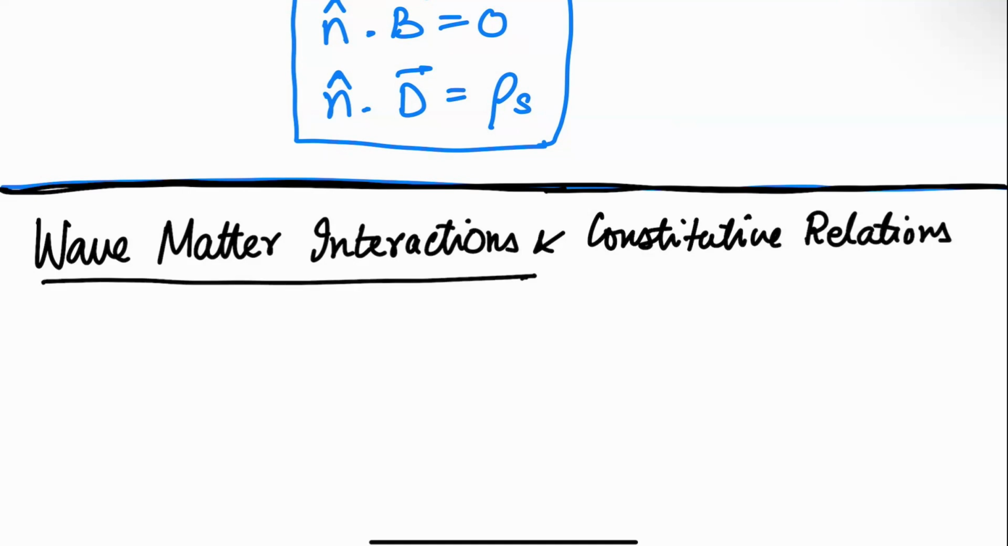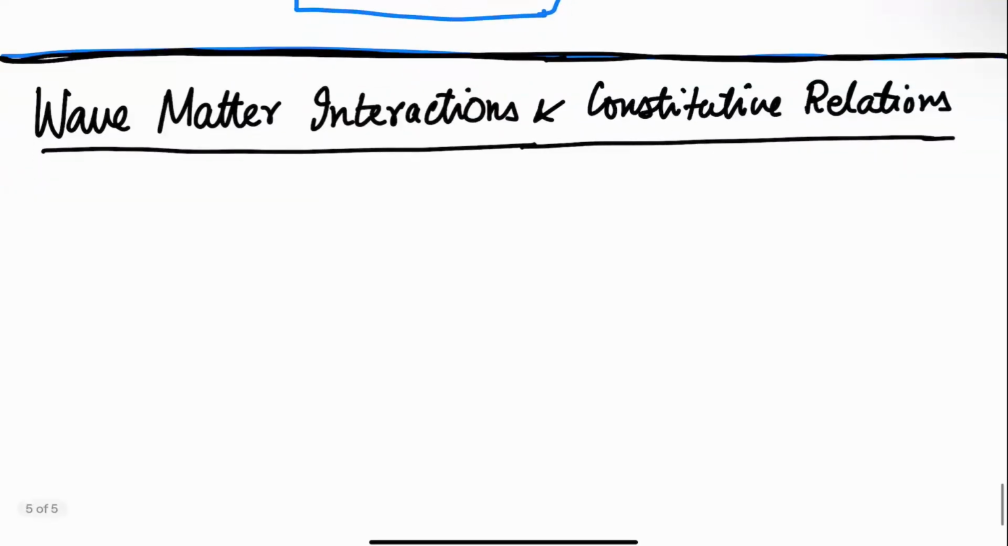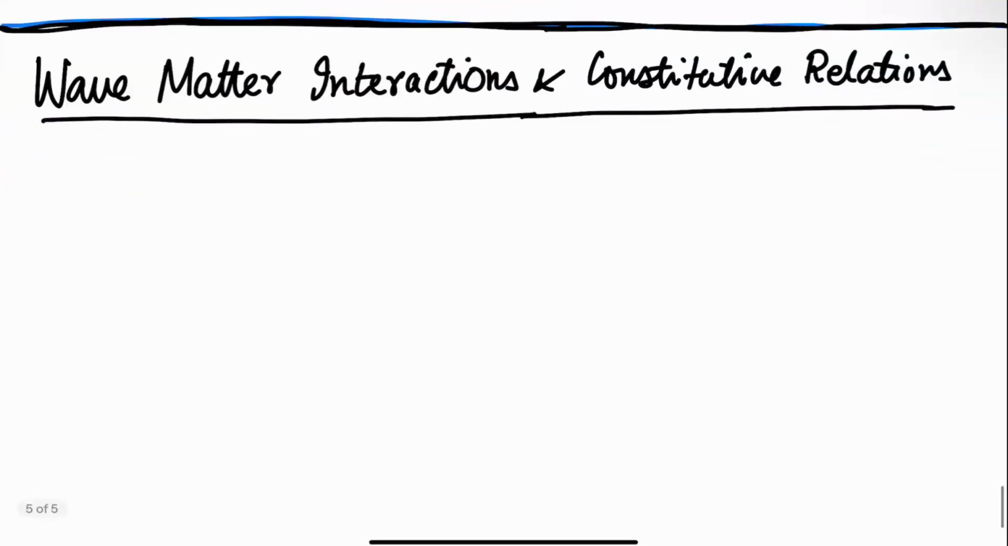So far we've only defined the fields, the E, H, D, and B fields, and they are of course related through Maxwell's equations, but the fields are also related through material properties. Depending on what kind of material you have, D is related to E and H, and B is also related to E and H in specific ways. Those relationships are defined by what are known as constitutive relations.